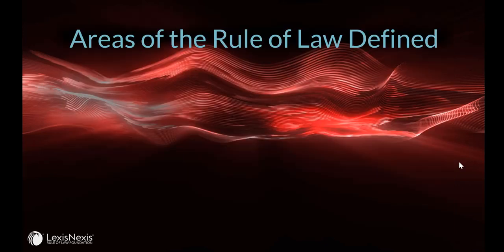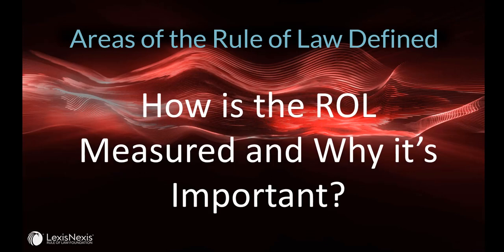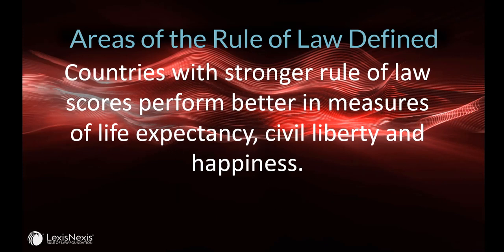So now let's take a look at the rule of law and how it's measured and why that's important. We're going to start with the latter, why it's important. Countries with stronger rule of law scores perform better in measures of life expectancy, civil liberty, and happiness. And who doesn't want to live somewhere where you live longer, you have increased civil liberties, and greater happiness? And the benefits don't stop there, but let's dive into how the rule of law is measured, and in the process, we'll see the additional benefits and importance of this rule.